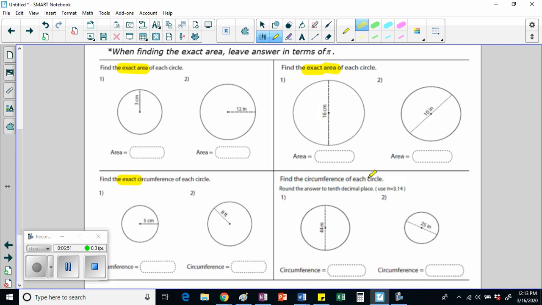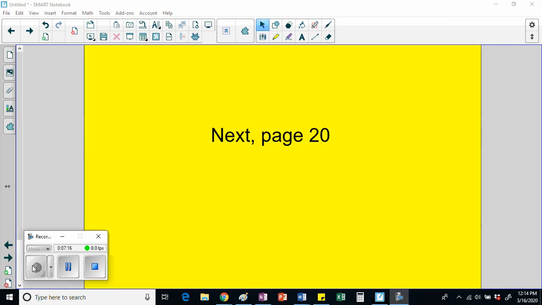And then again, in this last section here, we're not doing the exact values. In this case, it says use 3.14. So you're actually going to use the decimal 3.14 and multiply them out. Keep in mind, in these problems, you're given the diameter again, so you have to take that measurement and cut it in half and then use that value. So you should now be able to finish page 19 in the notepad. Next, we're going to talk about how to do page 20.